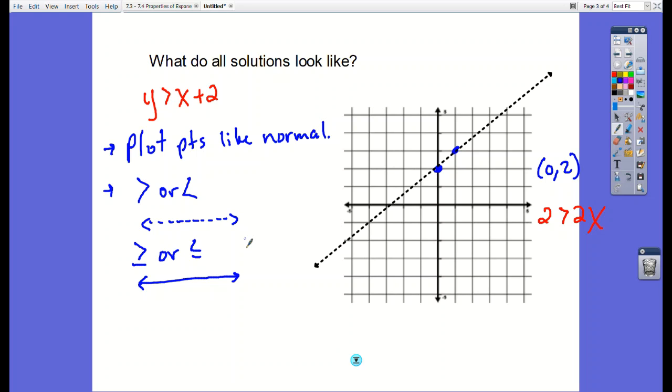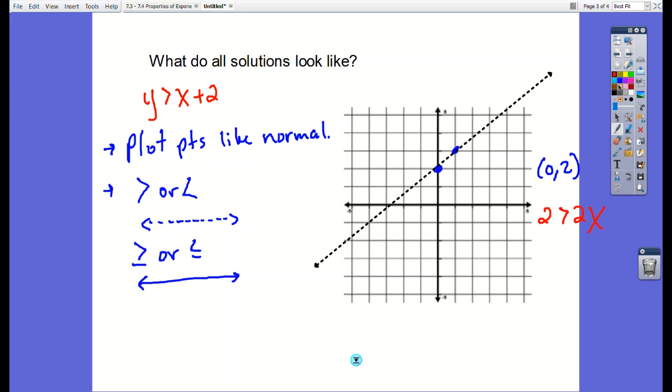All right. So we're going to plot points like the normal, and then we pick, do we have a dashed line, do we have a solid line based on the inequality? But right now, we said there's an infinite number of solutions. Right now we have no solutions on the screen, right? Because all the ordered pairs that fall on the line are not true. But there still are an infinite number.